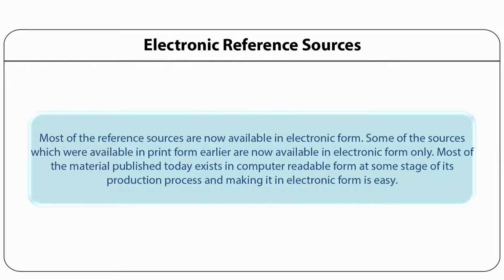Electronic reference sources. Most of the reference sources are now available in electronic form. Some of the sources which were available in print form earlier are now available in electronic form only. Most of the material published today exists in computer-readable form at some stage or other during its production process, and making it into electronic form becomes easy.